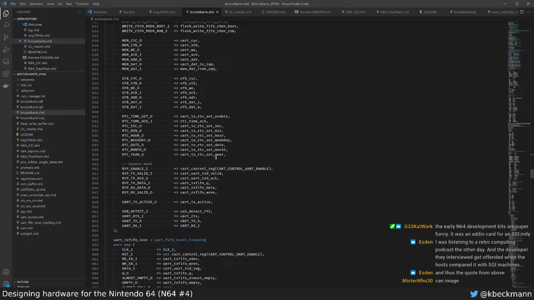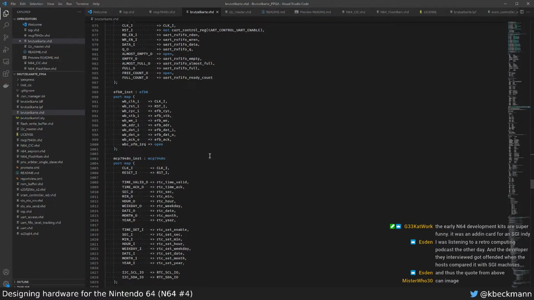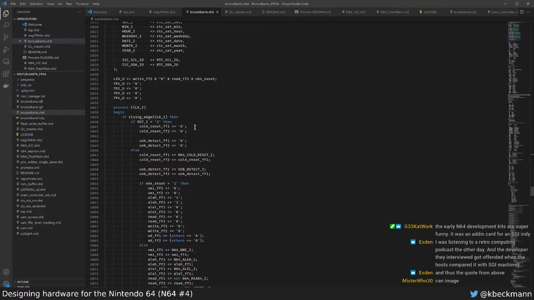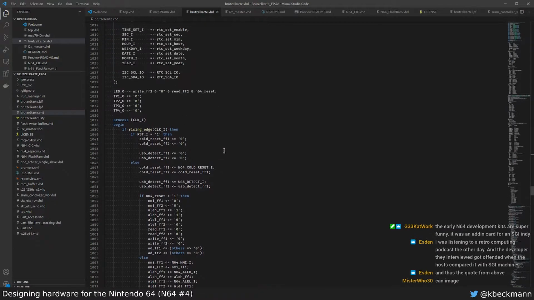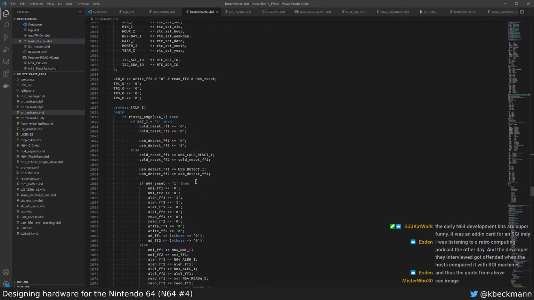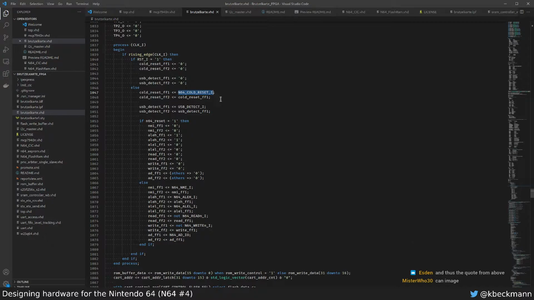There's so much just connecting stuff together here. Wow. Quite a lot of boilerplate code. Okay, here it gets interesting though. So the cold reset seems to be an input. That's interesting information, I guess.